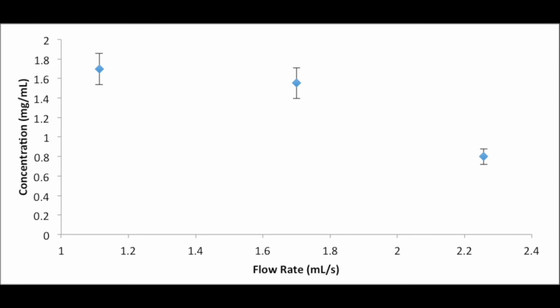We initially predicted that as the flow rate increased, the concentration of caffeine extracted would decrease. This is because as the flow rate increases, the residence time decreases, and the caffeine extracted would, as a result, decrease. The data shows this trend. As we increase the flow rate, the concentration of caffeine extracted from the coffee grinds decreases.